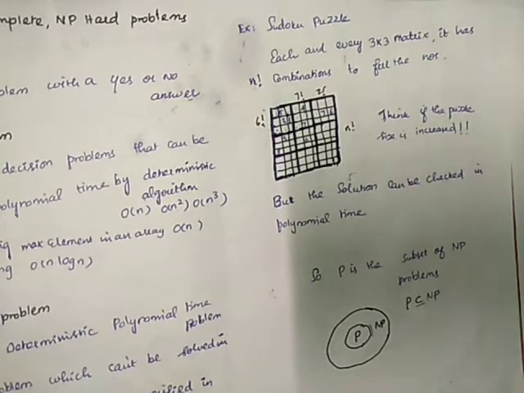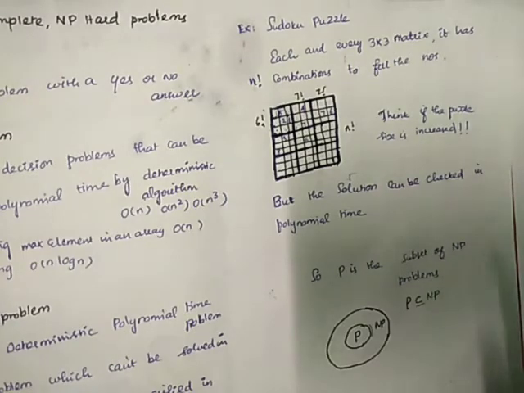In the Sudoku puzzle, there is an n cross n matrix. In the n cross n matrix, each 3 cross 3 cell has been filled with some numbers, and some cells have been left blank. We need to fill the blank spaces with numbers from 1 to 9 under some constraints. In that constraint, in a 3 cross 3 cell, there is no repetition of any number, and row wise or column wise, there is no repetition of numbers.